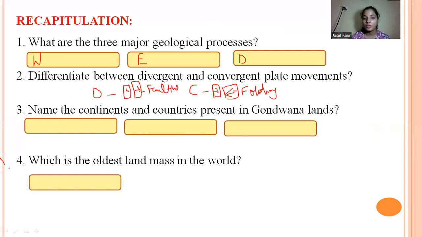Very good. So now name the continents and countries present in Gondwana land. Yes, Africa is there, India is there, yes, Australia is there. Very good, students. So now, which is the oldest landmass in the world? It's a very easy question. Quickly write your answer in the comment section. Yes, Gondwana land. Very good, student.